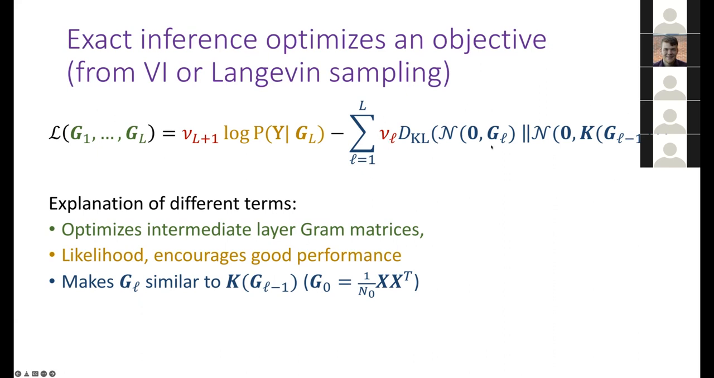If you remember, under the prior, the next Gram matrix was equal to some nonlinear transformation of the previous Gram matrix. Now we're relaxing that a little bit, and this tail divergence is going to penalize differences between this and this, but it is going to allow there to be some differences. It is going to allow some flexibility, as long as that flexibility is helping us improve performance.